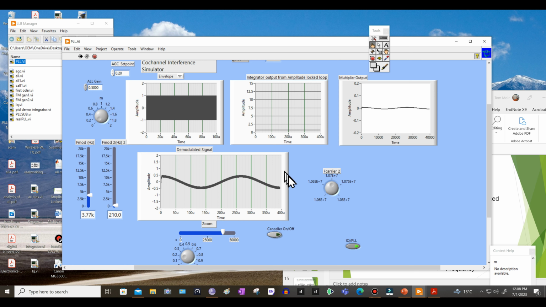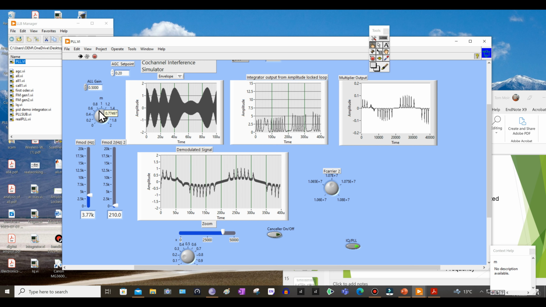Now I'm going to put the second carrier on, but I'm going to put it right in the center, so it's right on top of the other one. And I'm going to increase it. Now we get an interesting effect when we've got a modulated signal and just a pure carrier interfering.